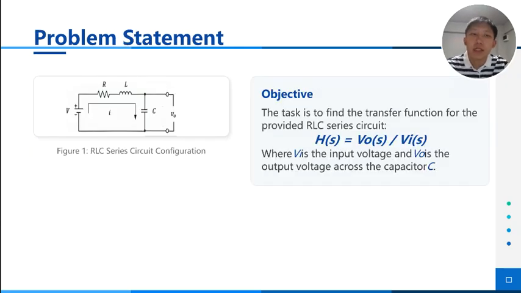The problem is straightforward. Given this RLC series circuit, we need to determine the transfer function, which is the ratio of the output voltage across the capacitor to the input voltage source.